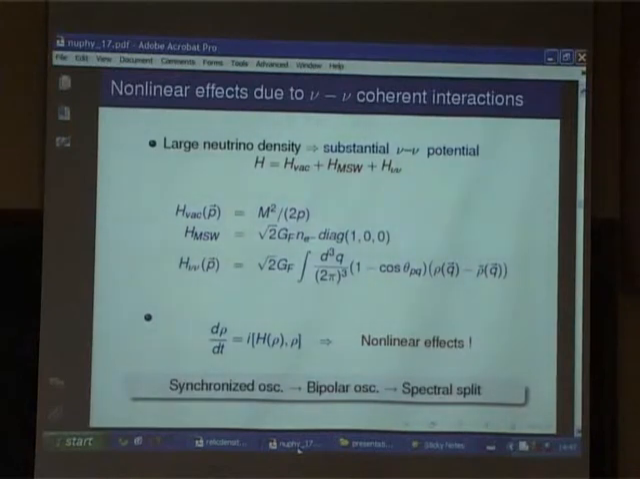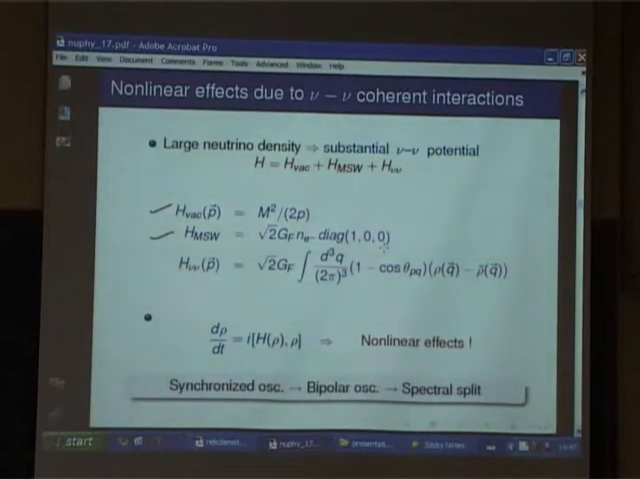So how do things change? If you wanted to calculate the Hamiltonian, you would write the vacuum Hamiltonian, which is Δm^2 by 2E, a 3 by 3 matrix. Then you have the Hamiltonian for MSW effects, which has V_CC in one diagonal element and everything else zero. So this is the MSW Hamiltonian. V_CC, which is root 2 G_F times n_e, and the diagonal non-zero entry means it's only at ν_e.